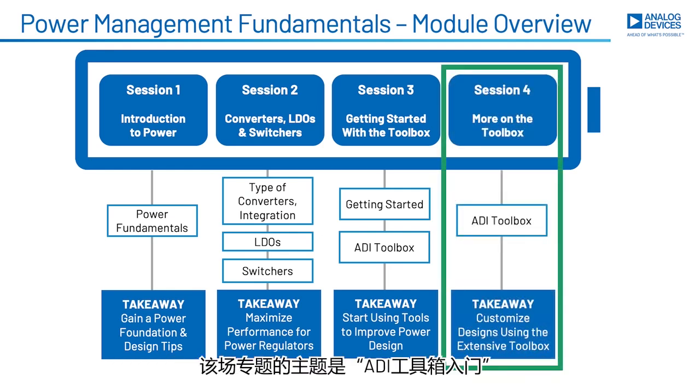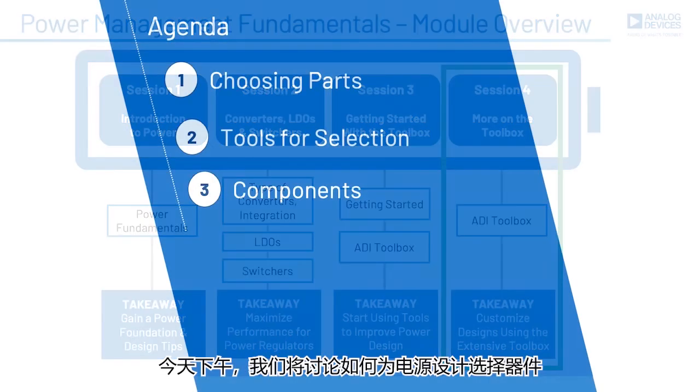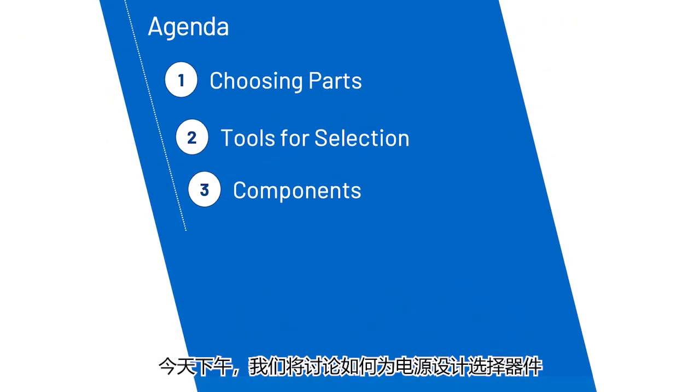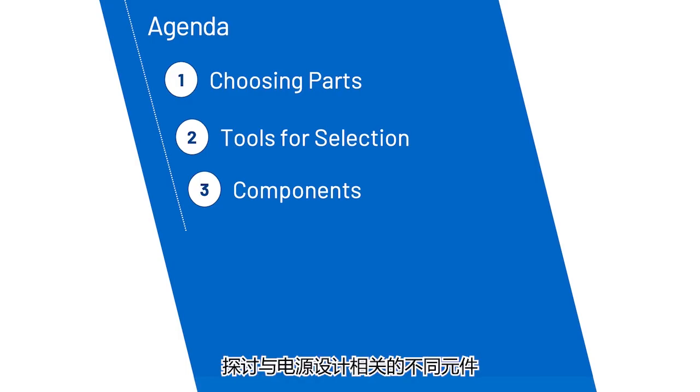I've titled this session as ADI Toolbox. Okay, our agenda this afternoon, we're going to talk about how to choose parts for a power design. We're going to look at the tools that are available for selecting a part. We're going to talk about the different components that go along with a power design.